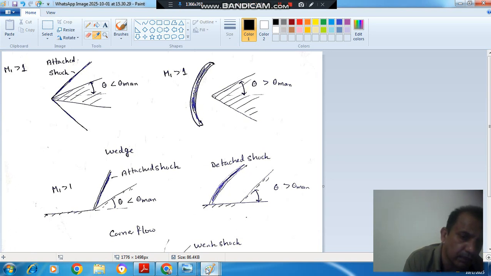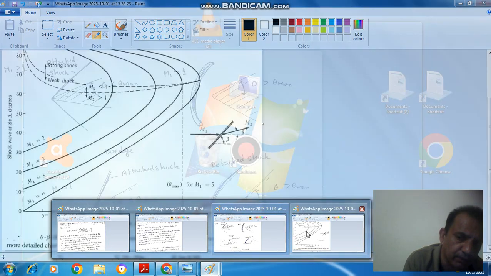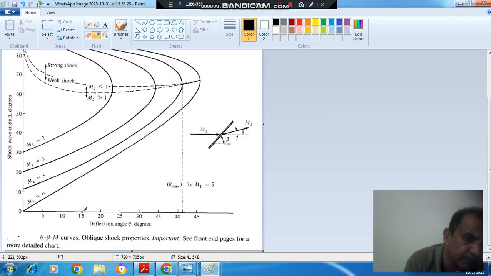detached. And in the second point we discussed that if we take a particular value of theta, suppose 15, and take a particular value of M, then there are two solutions for beta. One is for 15 and M equal to this, say 42 or 43, and the other is corresponding to 15 and M equal to say 82 or 83. So there are two solutions. This solution is called the weak solution, and this solution is called the strong solution.